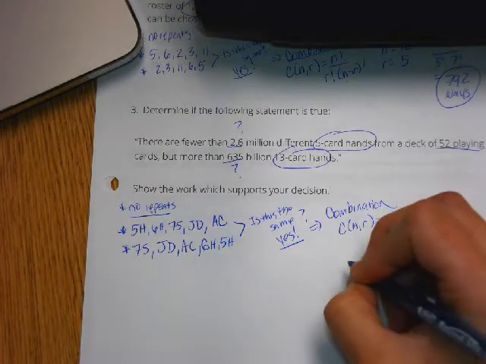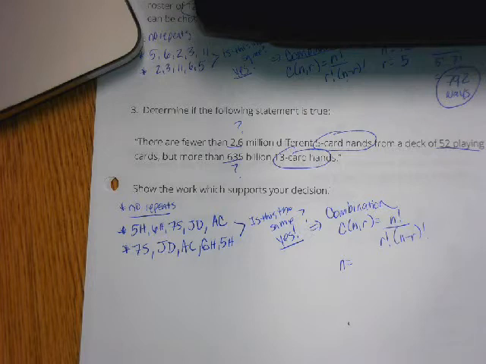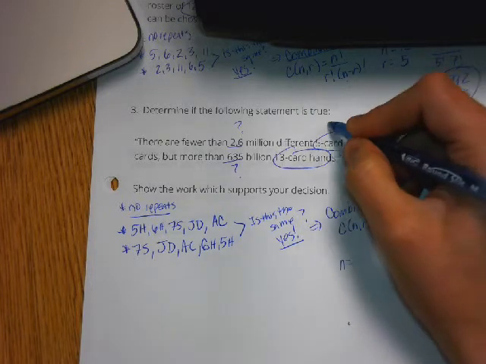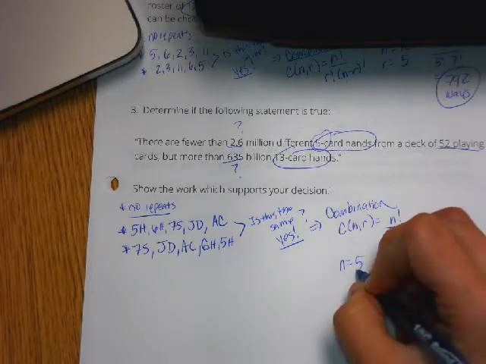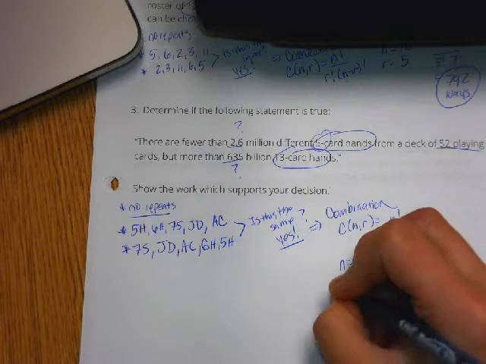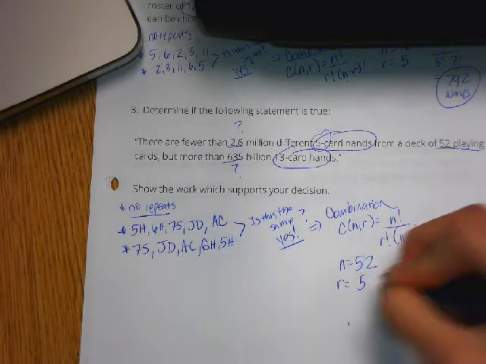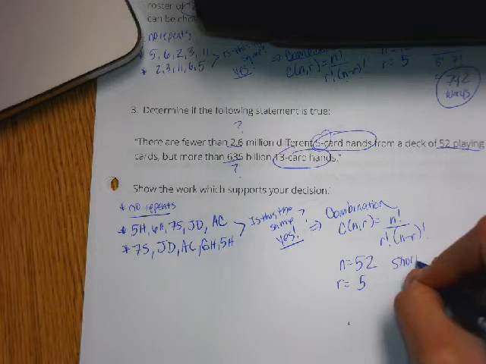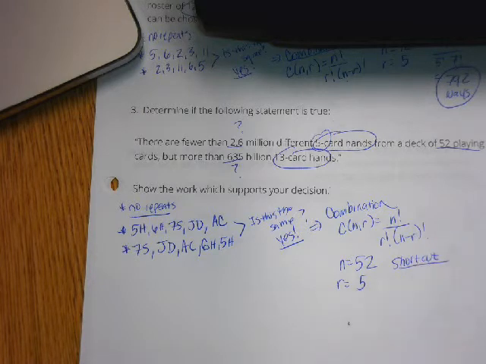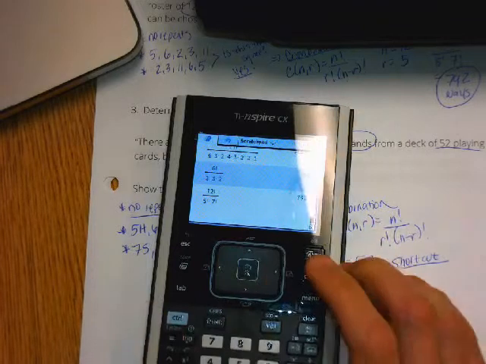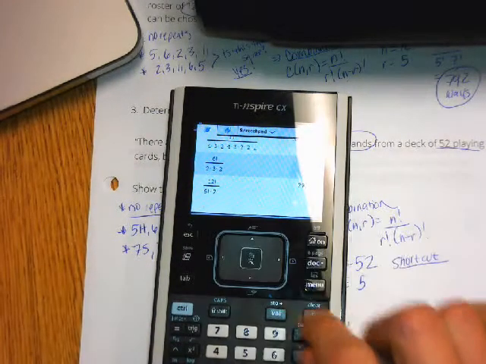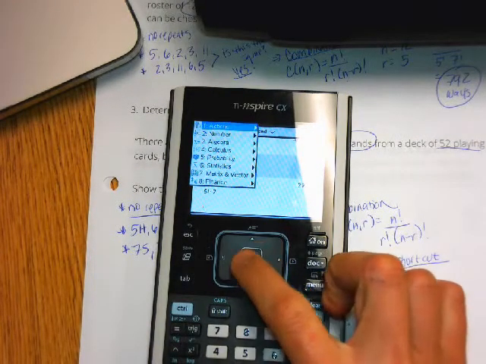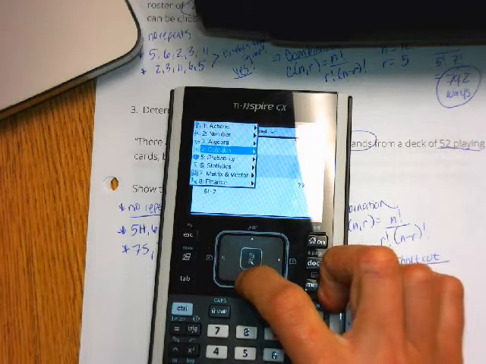Just as a refresher, the combination formula, C of n comma r, is n factorial divided by r factorial times n minus r factorial. My n, the total things I'm grabbing from, I'm going to start out with the 5-card hands, but the total things I'm grabbing from is 52. And first I'm only going to grab 5. So I'm going to show you a shortcut in your calculator.